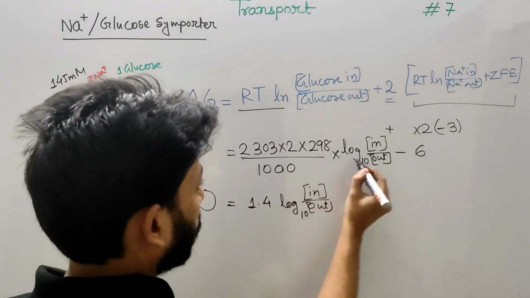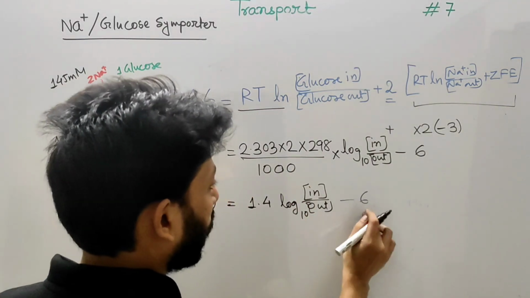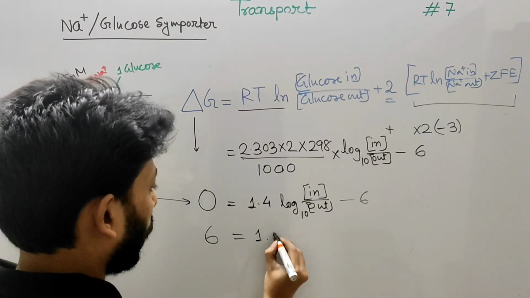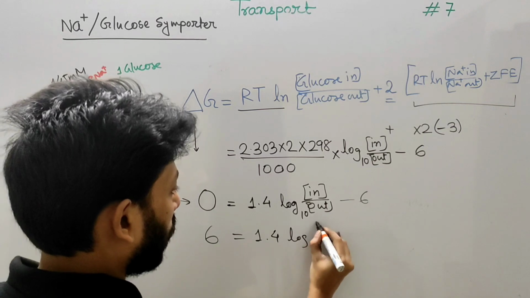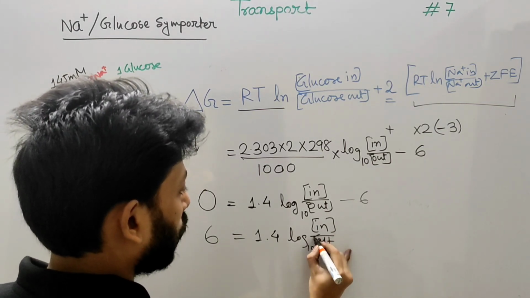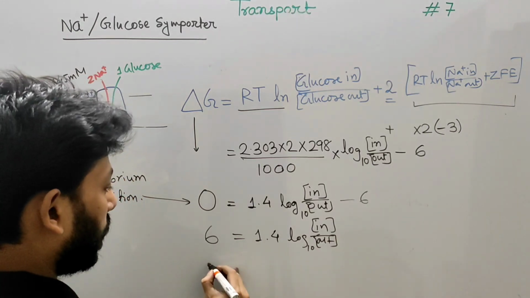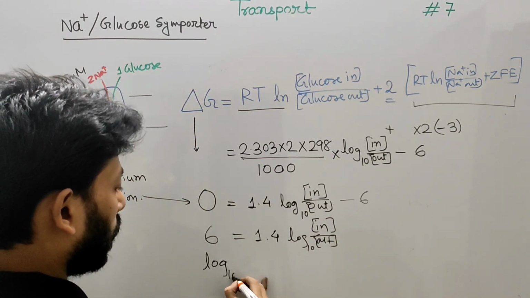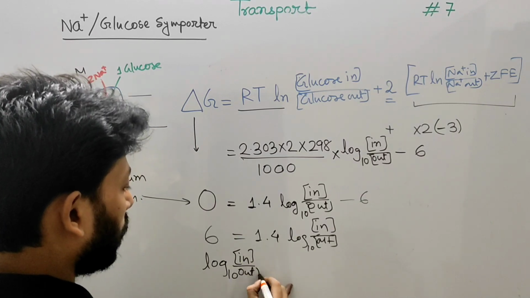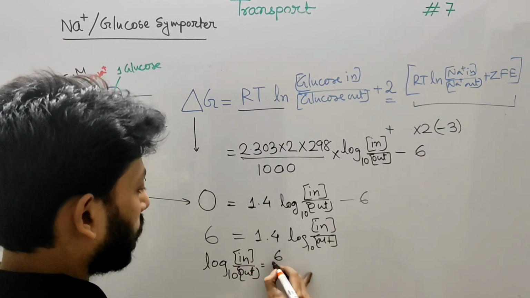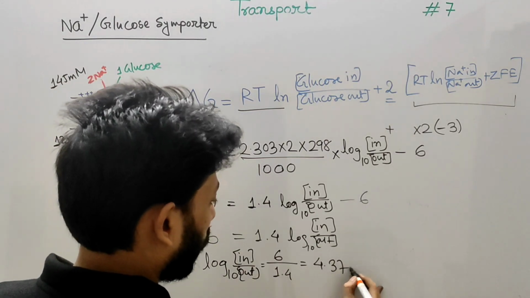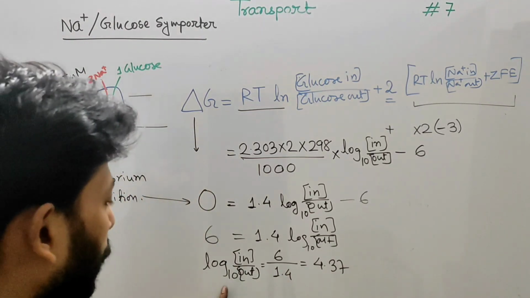So at equilibrium condition we take the value 0. This is the whole number and minus 6. Now we will send this minus 6 to here, so we get 6 equals 1.4 times the logarithm of the concentration in and out of the sugar molecules. Now if we divide this, we get log 10 of inside concentration by outside concentration equals 6 divided by 1.4, which is approximately 4.37.